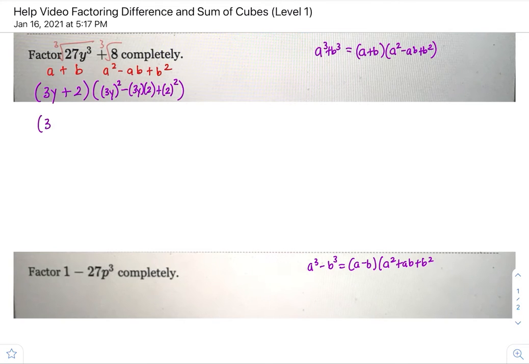Now let's simplify that. So we have 3y to the second, which is 3y times 3y. That's 9y to the second. Negative 3y times 2 is 6y, so minus 6y. And 2 squared is 4. So there is the factor for this first one.